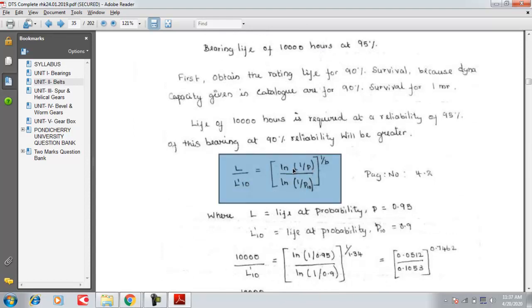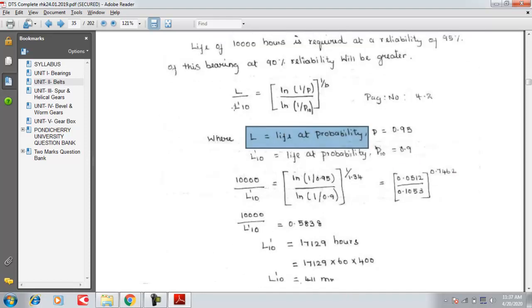We already know the value of P is nothing but the probability value, that is P equal to 0.95. We have to always use a value below 1 only, that is 0.9, which is nothing but 90% survival meaning 0.9 probability, and also 0.95 probability for P, that's for life of L. We have to use those values in L by L dash 10. We have to find out, for 90% probability, what will be the working hours of the bearing.